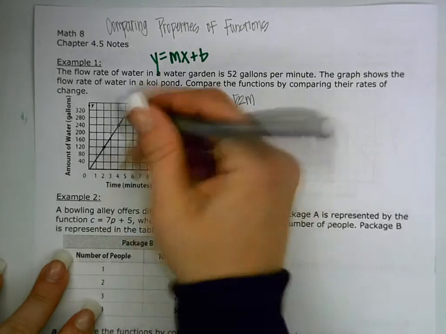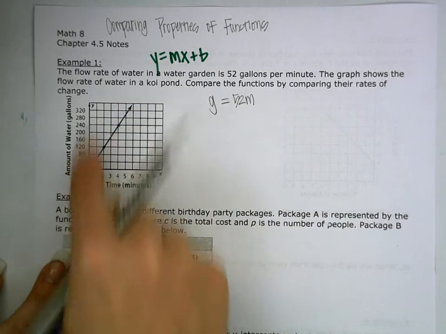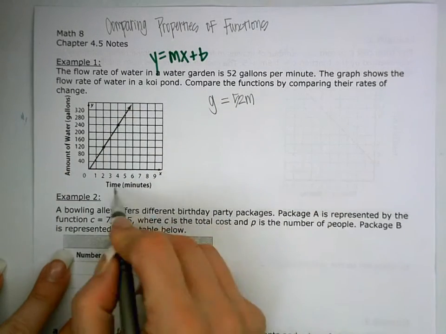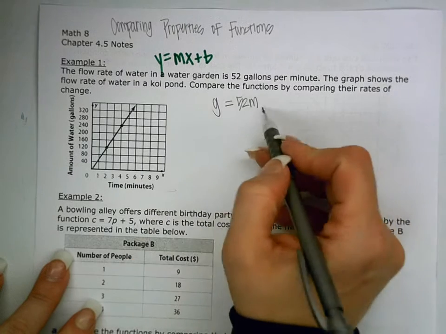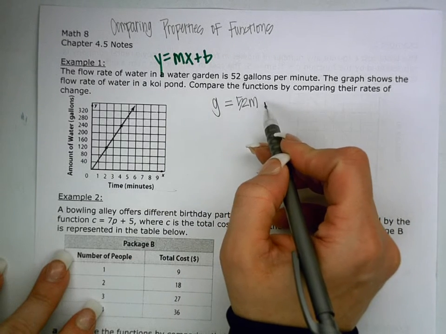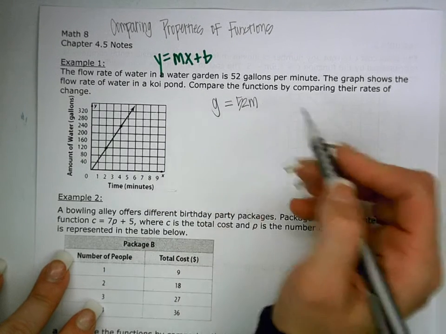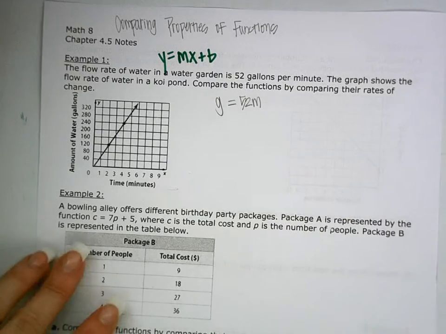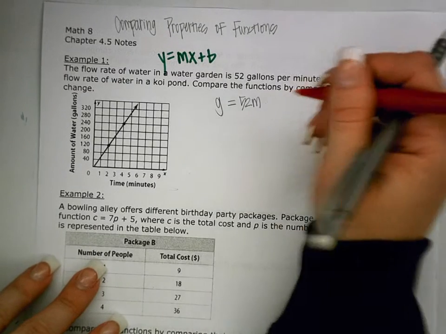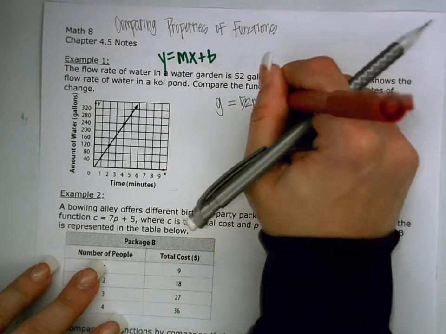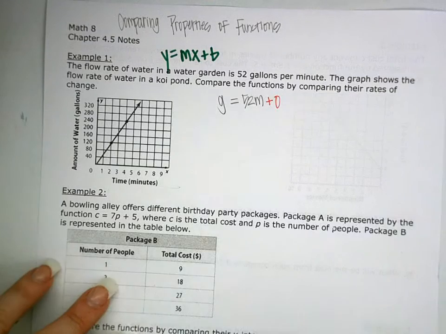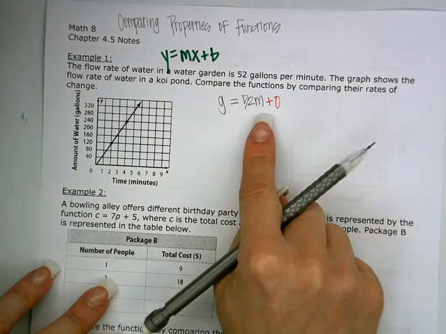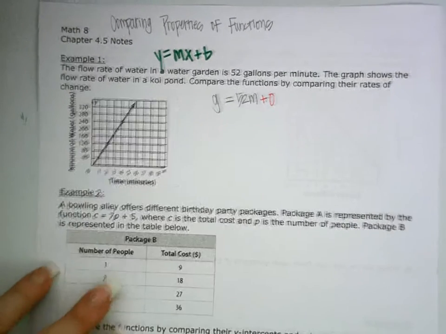And we know that from this graph. Gallons is on the y-axis, the up and down, and minutes is on the x-axis. What would you say is the y-intercept for this one? If there's something missing, what can I write in for it? Plus 0, right? You can add a 0 to anything. Now let's write the equation for this one.